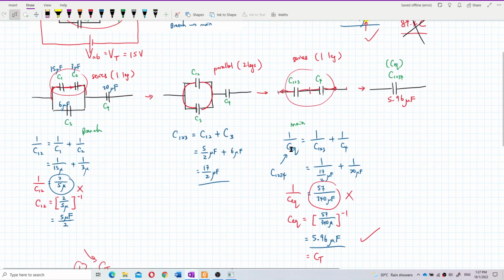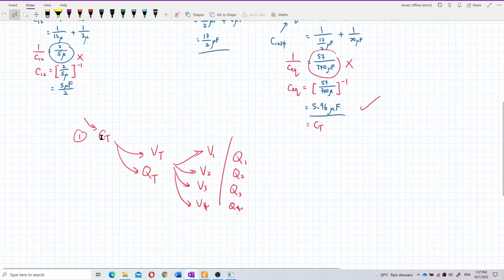Always, you can see the step is to find the C total first. After you get the C total, then find the Q total or V total. From there you can branch out to get the voltage or charge of each capacitor.